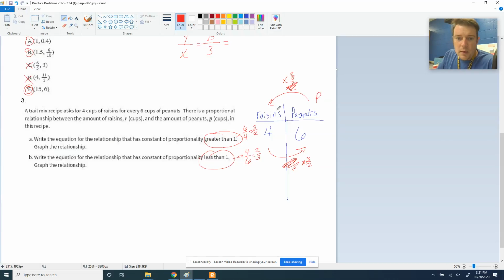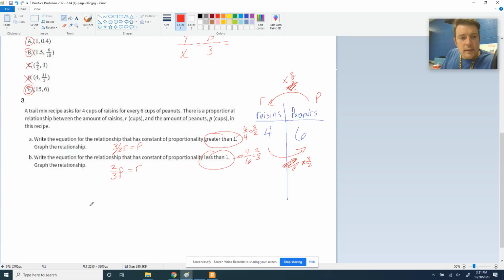So if peanuts are P and raisins are R, I'm multiplying R times 3/2 to get P. So that would look like this: 3/2 R equals P. And the reverse of that for the second equation would be 2/3, our other multiplication constant, times P to get R. So those are my 2 equations.